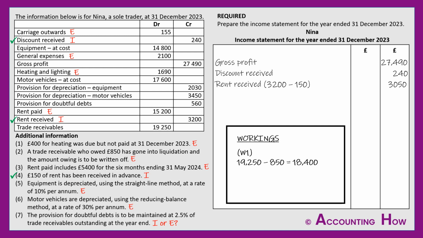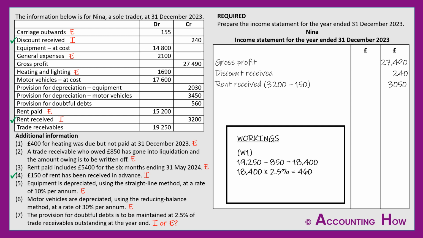So we've now got the correct figure for the trade receivables, 18,400. So I'm going to find 2.5% of 18,400, which is £460. So Nina needs to have a provision for doubtful debts, which complies with the prudence concept, of £460. And what has she got currently?